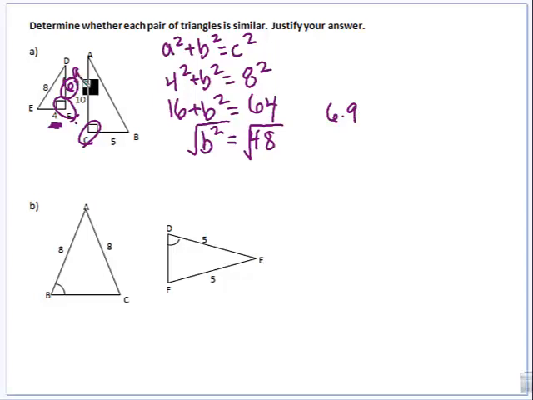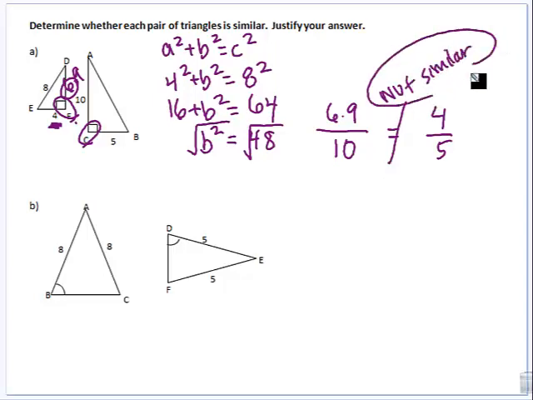So 6.9 here and 10 would go together. So we'd say if 6.9 over 10, does that equal our other side's 4 over 5? Are those two equal? No. So these would be not similar. These are not similar because the two sides are not proportional to each other. They don't have the same ratios.